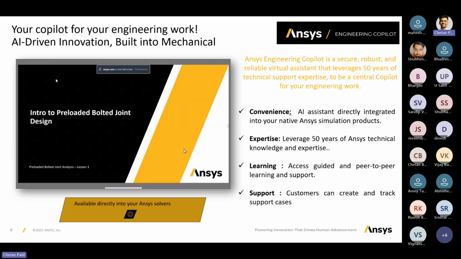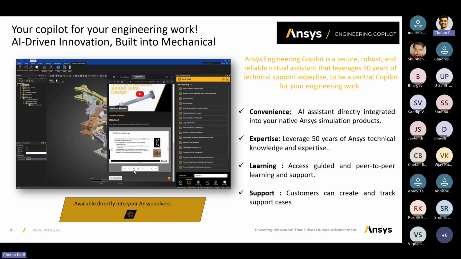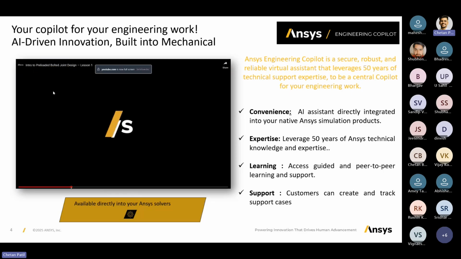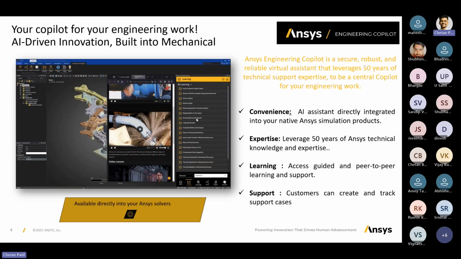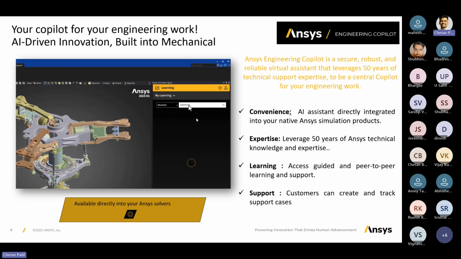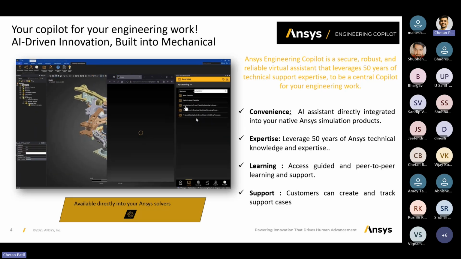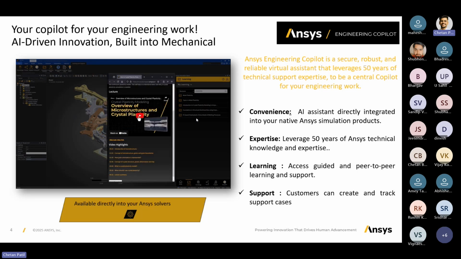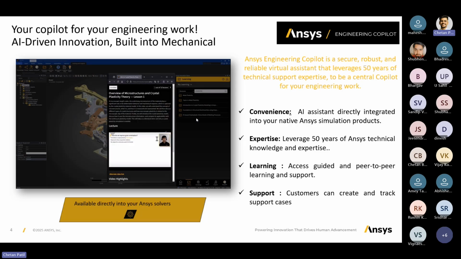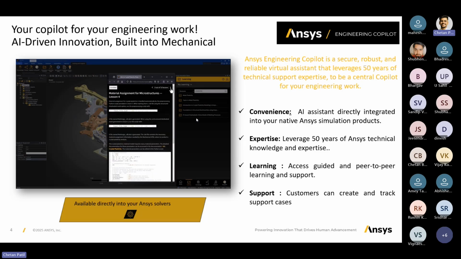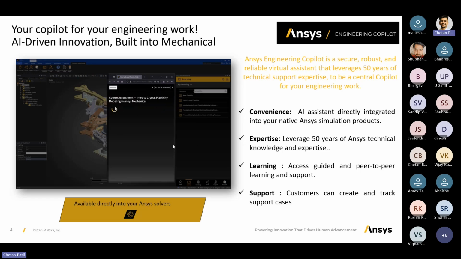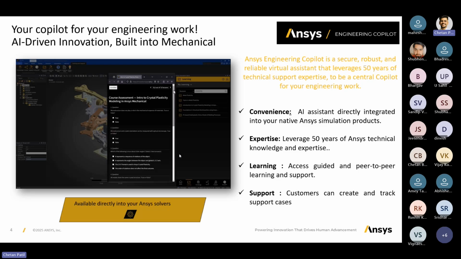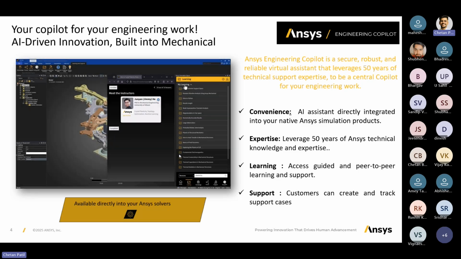There is a particular tab in Ansys Mechanical, or you may consider Ansys Fluent. There is a tab called learning and support. You can access that tab and try to access the Copilot over here. The Copilot can be considered more convenient to use because this is an AI assistant which is directly integrated into your Ansys simulation products, and it has a vast amount of database knowledge in it. There is particular access guided through this Copilot, where you can find better learning from it, and even some kind of support can be provided to you.